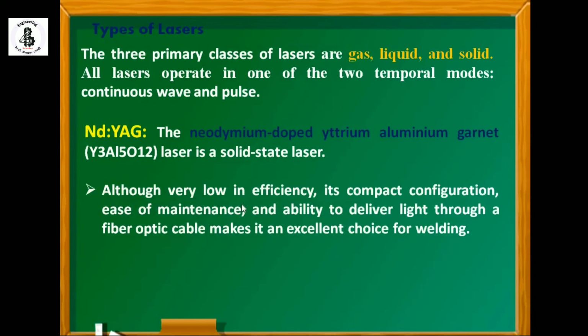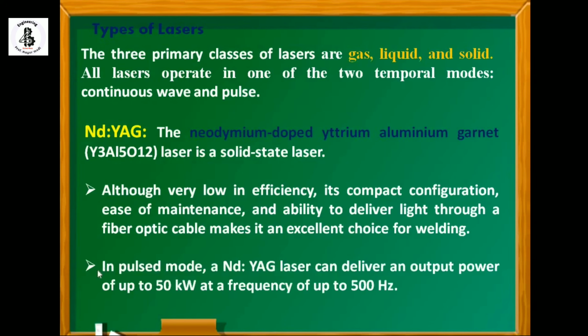Although very low in efficiency, its compact configuration, ease of maintenance and ability to deliver light through fiber optic cables make it an excellent choice for welding. So basically for performing welding, this Nd:YAG material is used to make a laser beam. In pulse mode, a Nd:YAG laser can deliver an output power of up to 50 kilowatts at a frequency of up to 500 Hz. Now for the gaseous state laser, the maximum applications are with the CO2 laser.